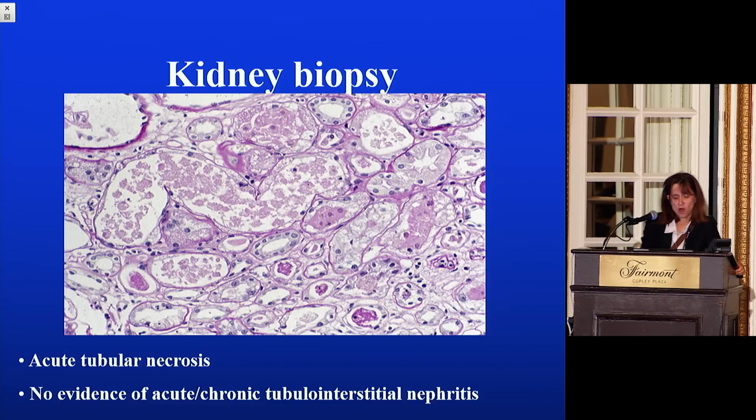You see some loss of brush border of the proximal tubules consistent with ATN. What you don't see is an inflammatory cell infiltrate consistent with AIN. So the pathologic diagnosis is ATN. And there was no evidence of acute or chronic tubulointerstitial nephritis.